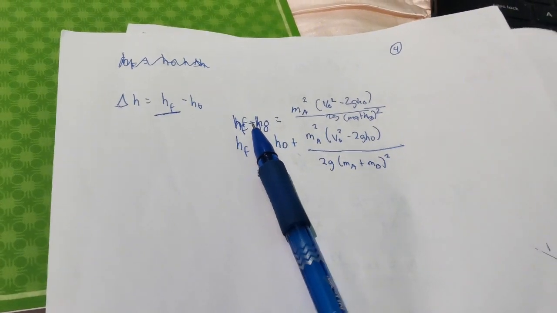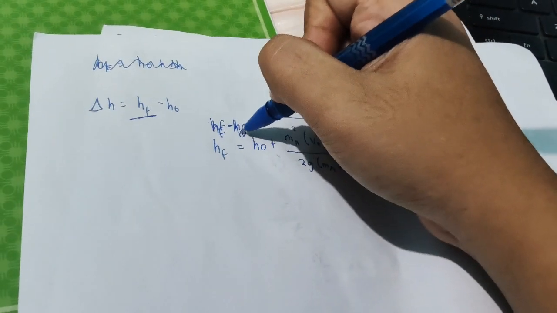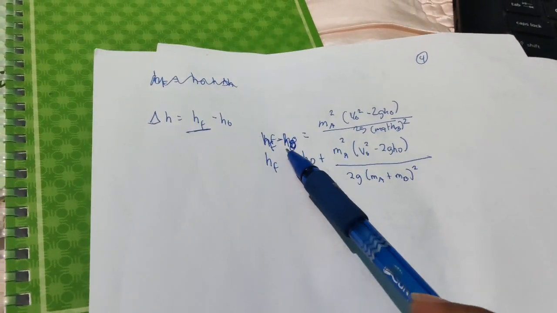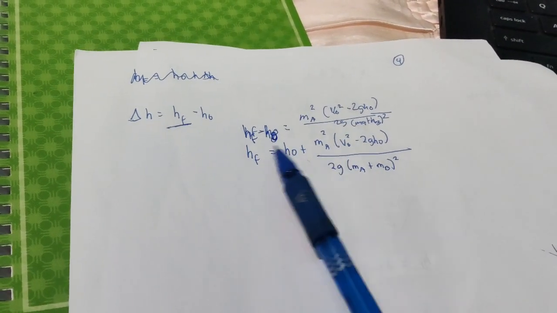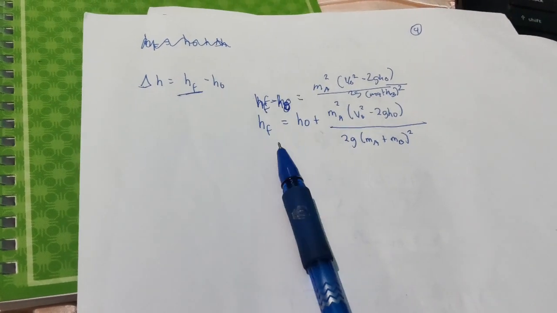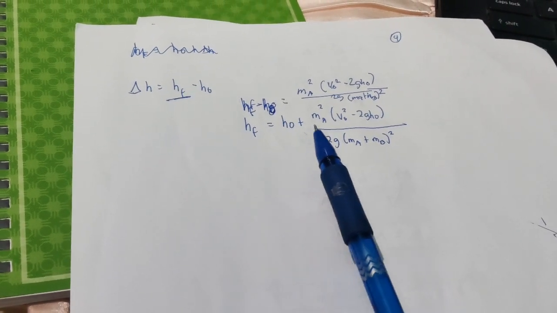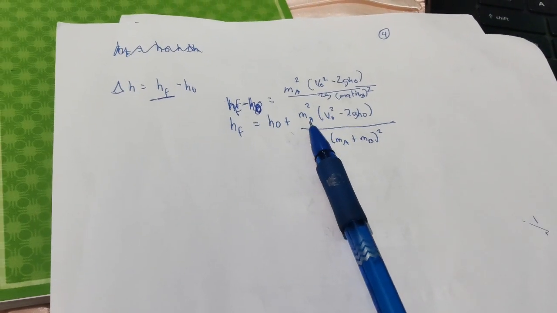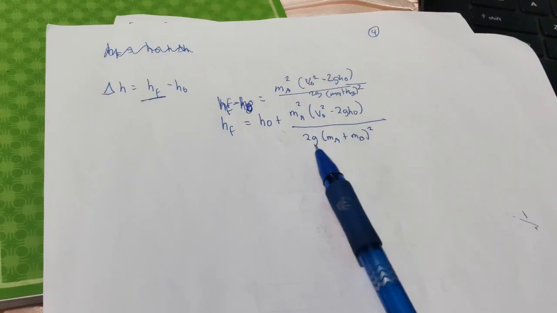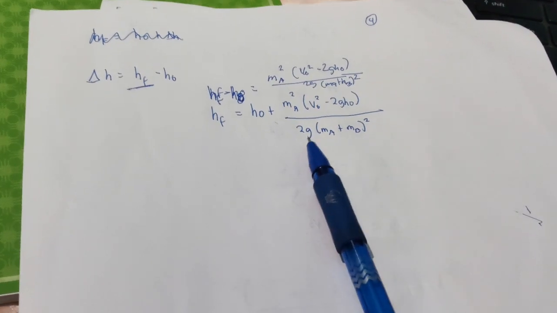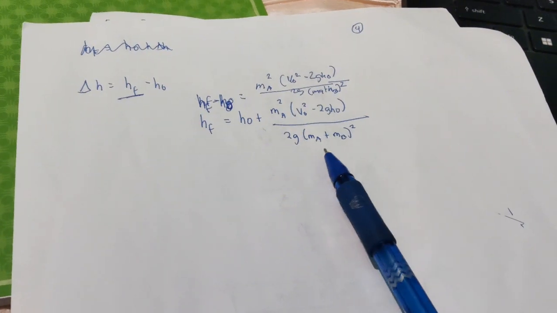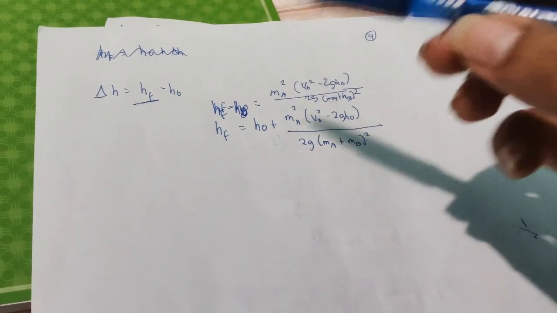So since what we are looking for is the final height, or the final maximum height, what I did is transpose h sub 0 here. So instead of negative it becomes positive, so that's why h sub f is equal to h sub 0 plus m sub a squared times v sub 0 squared minus 2g h sub 0 over 2g times m sub a plus m sub b squared. So I think that is how to find the maximum height reached by the acrobat and the clown. Thank you, sir.